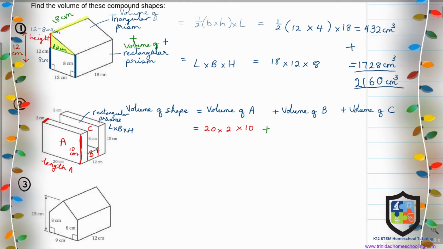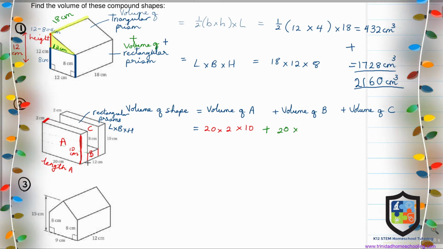Let's look at B. What is the length of B? Now B, the length of B is going down that way. We can't see it, so we need to use our imagination and our visual skills to imagine the whole length of B going down that way. And that length is the same as the length of A, which is also 20 centimeters.